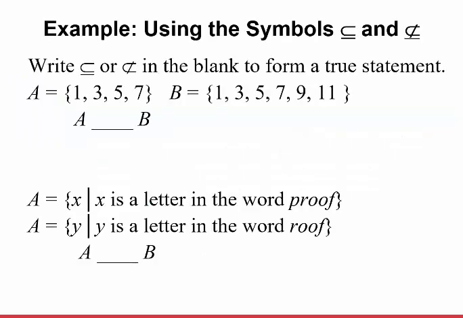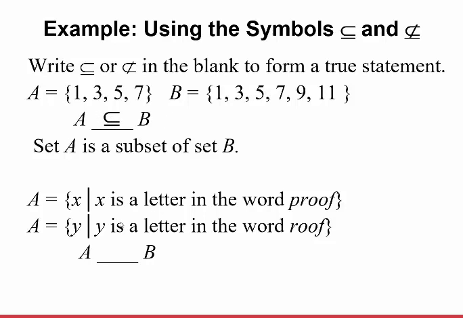All right, so let's talk about this subset. Let's write is a subset or is not a subset in the blank to form a true statement. So I have A, which is the numbers 1, 3, 5, and 7, and B is the numbers 1, 3, 5, 7, 9, and 11. You notice how all the elements in set A exist in set B? So here it looks like set A is a subset of set B, so we would put this notation here. So A is a subset of B.